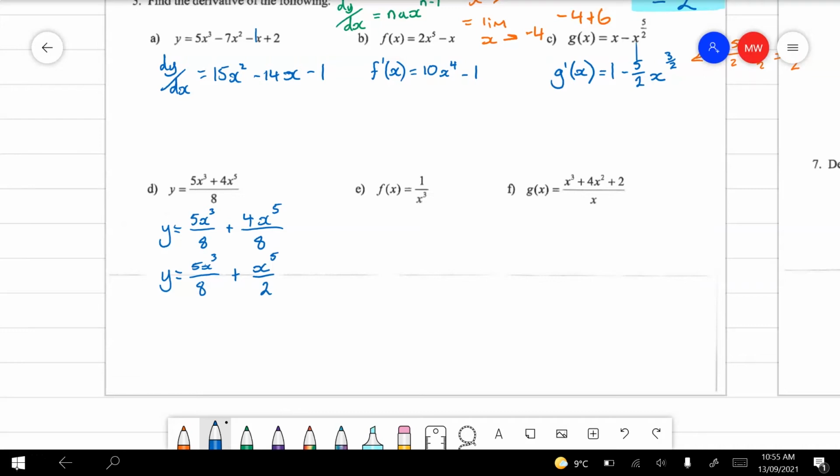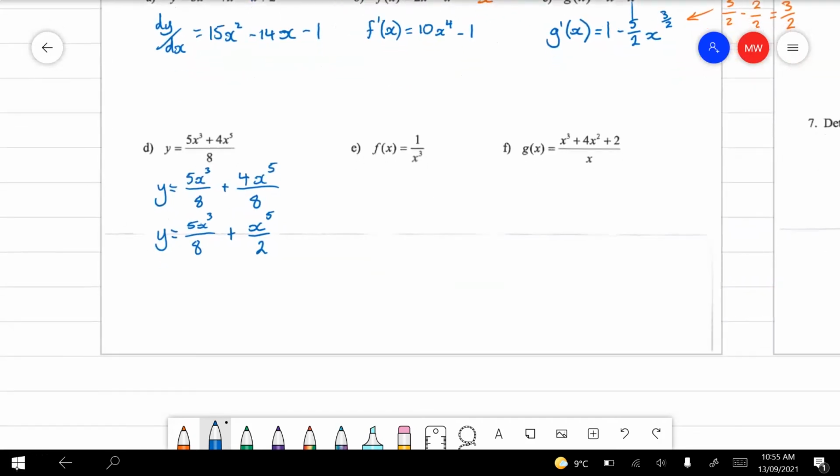And now I'll go through and I'll do the derivative function. So we're after dy over dx. And so that will become 15x squared over 8. It doesn't impact on the 8 at all, remember. And 5x to the 4 over 2. And that one is done.